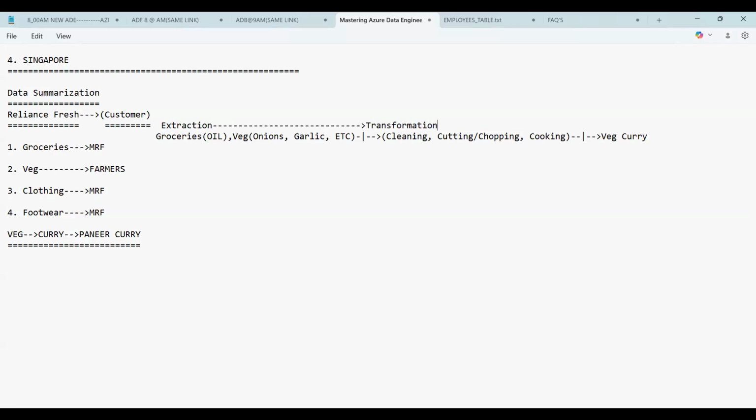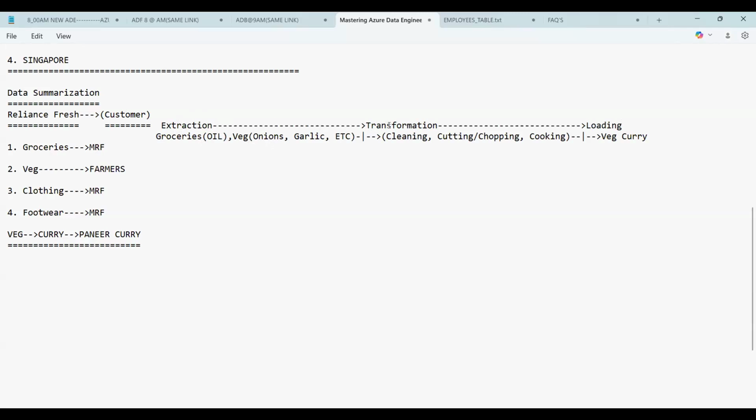Transformation. Technically, this process is called as what, guys? Loading. That means extracting means what? Pulling out or choosing only those which are required for the task. That is called as what? Here we choose the groceries and vegetables you have chosen. And then you perform the transformation.